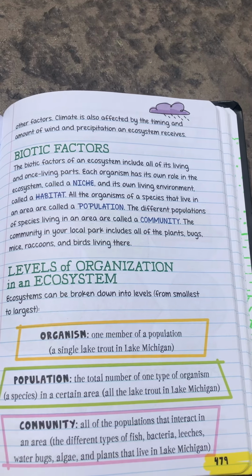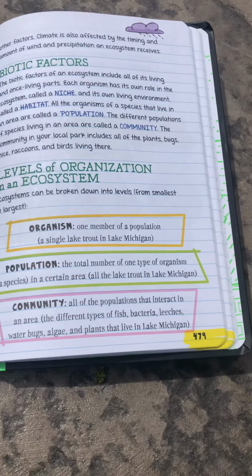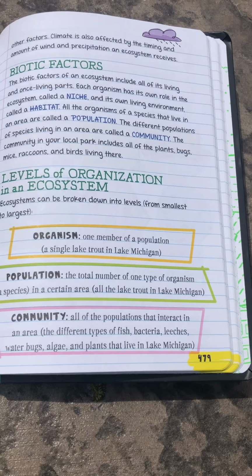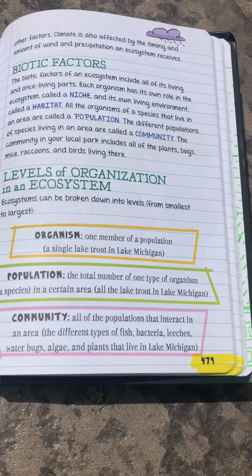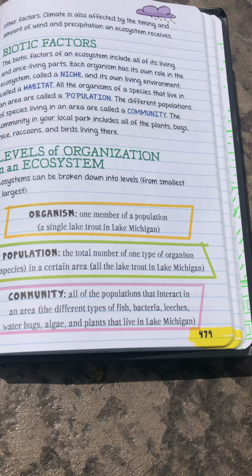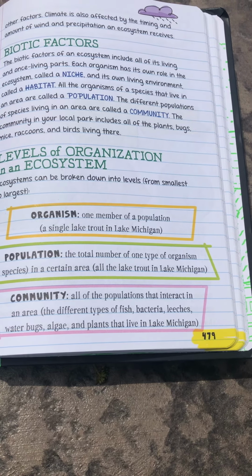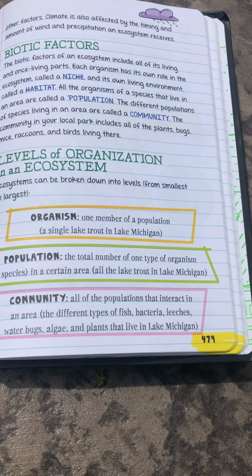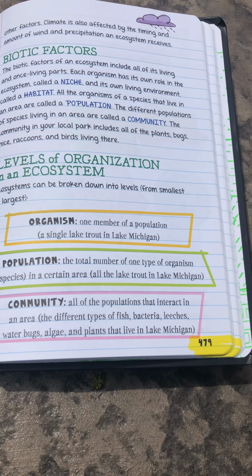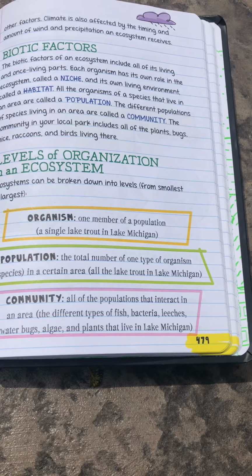Then we look at the different levels down below of ecology or of an ecosystem, and we usually start with the individual or the organism, and we mentioned that in the other PowerPoint. Then when they reproduce and multiply, it becomes a population. And then when they mix in with a bunch of other living things, a bunch of other biotic factors, we call it a community.